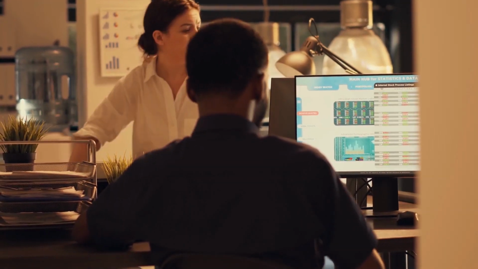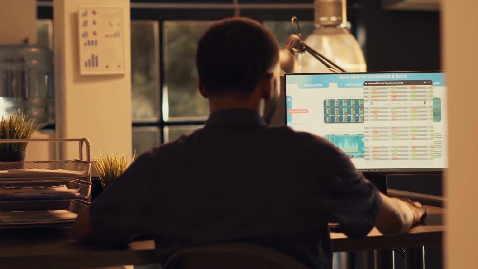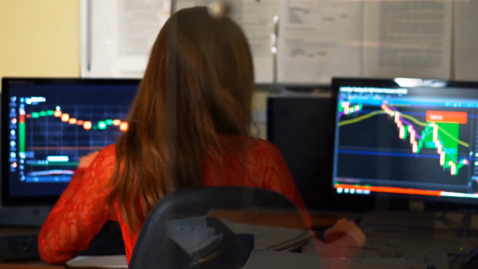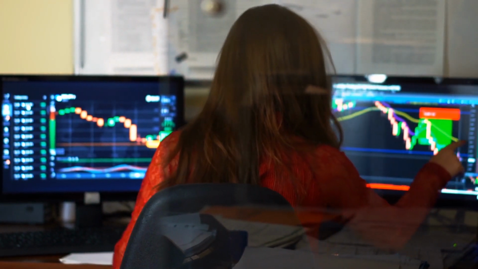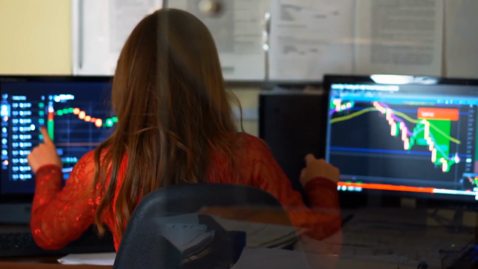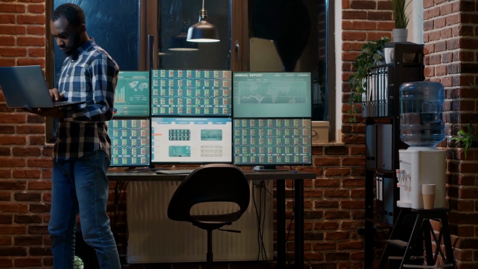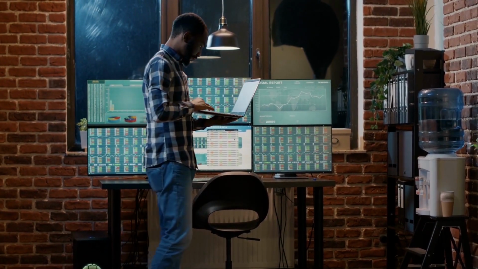Having clear investment goals can help you determine the appropriate amount of risk to take and the type of investments that align with your objectives. For example, if your goal is to save for retirement, you may want to invest in a diversified portfolio of stocks, bonds, and cash. On the other hand, if your goal is to generate income in the short term, you may want to invest in more conservative assets, such as bonds or high-yield savings accounts.